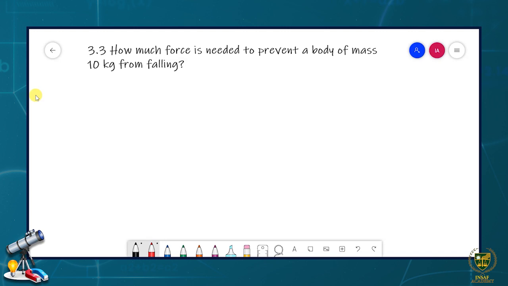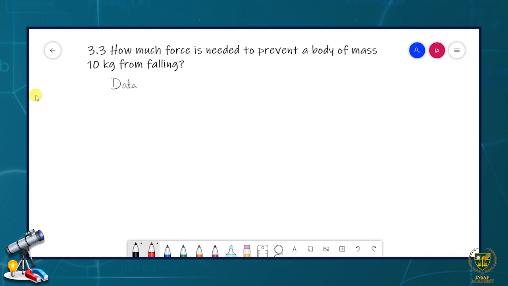How much force is needed to prevent a body of mass 10 kilogram from falling? तो कितनी फोर्स रिक्वायर्ड होगी कि एक बॉडी को प्रिवेंट करने के लिए जिसका मास हो 10 किलोग्राम? तो एक बॉडी को गिरने से बचाने के लिए हमें कितनी फोर्स रिक्वायर्ड होगी जिसका मास हो 10 किलोग्राम? लेट्स फाइंड इट आउट. तो फर्स्ट ऑफ ऑल आप नोट डाउन कर लेंगे डाटा.